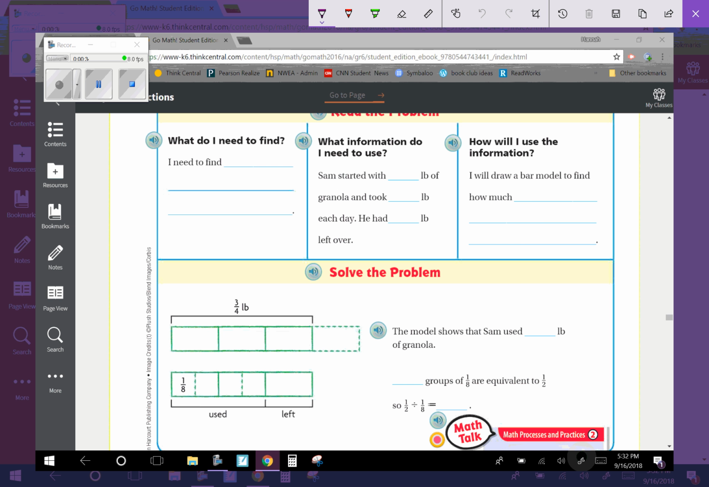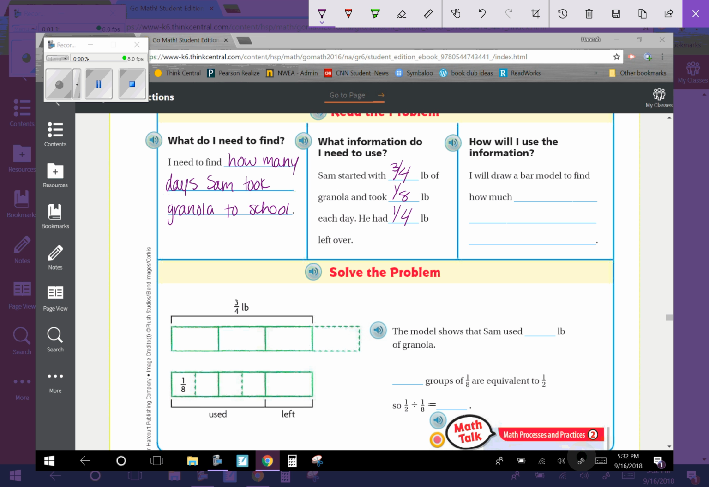So we're going to read the problem. So what do I need to find? I need to find how many days Sam took granola to school. What information do I need to use? I need to know that Sam started with 3/4 pound and he took 1/8 pound each day and he had 1/4 pound left over.